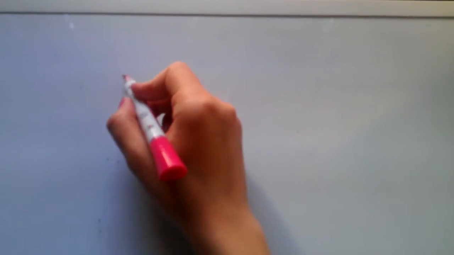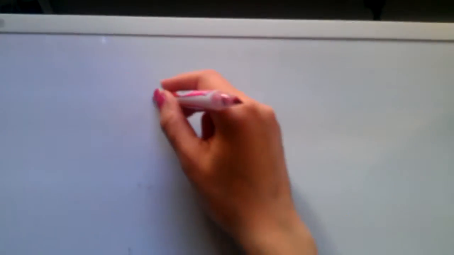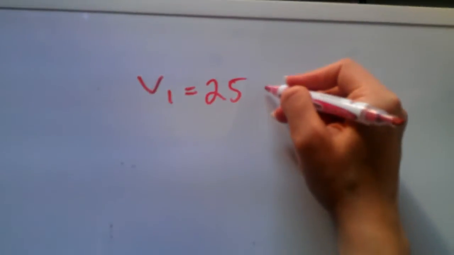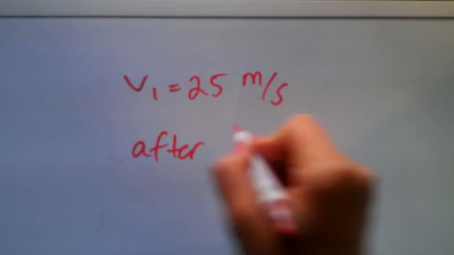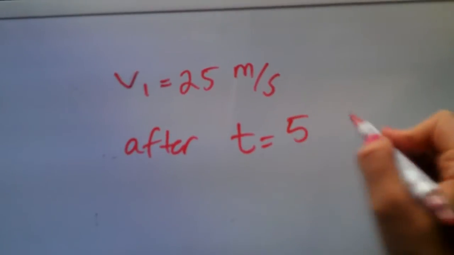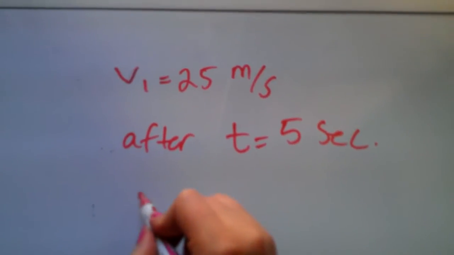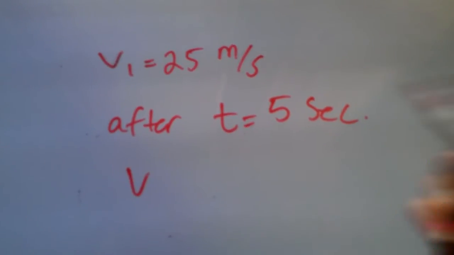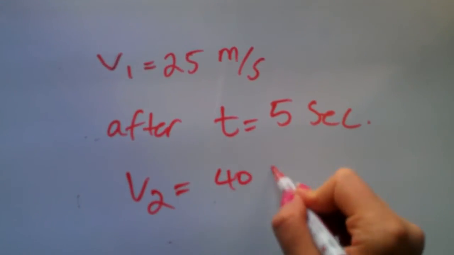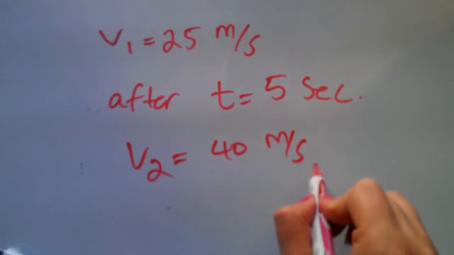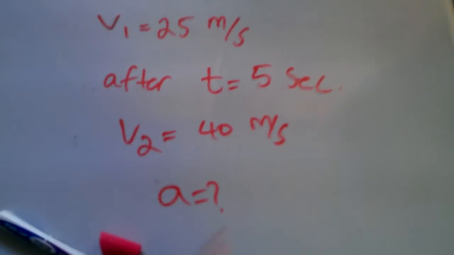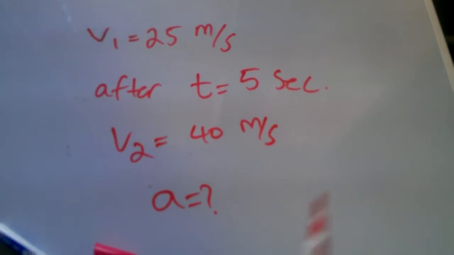Suppose I'm going with velocity equals 25 meters per second. And after 5 seconds, I change my velocity to 40 meters per second. So my second velocity would be 40 meters per second. What is the acceleration?